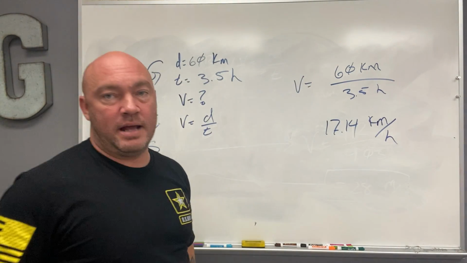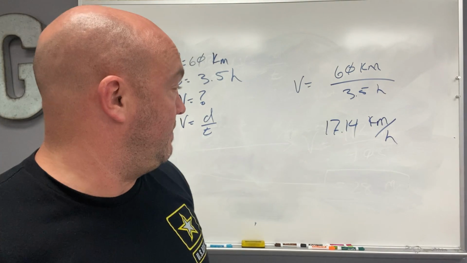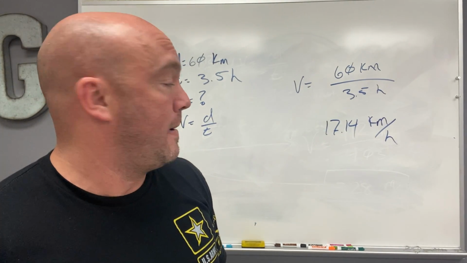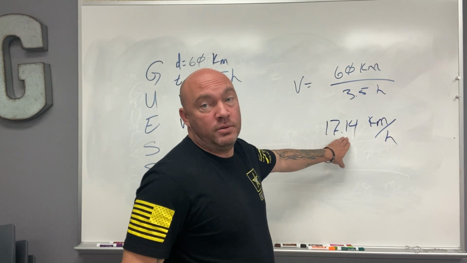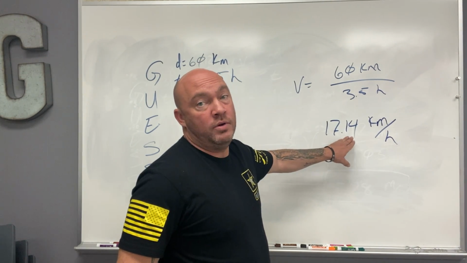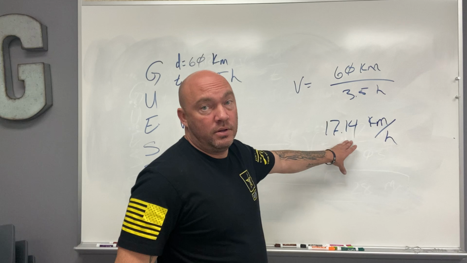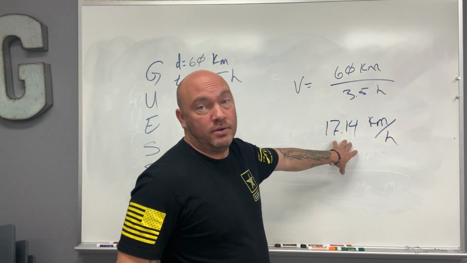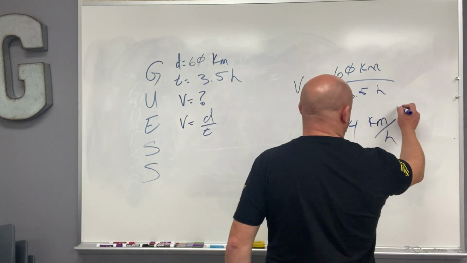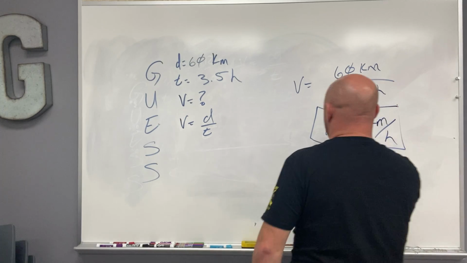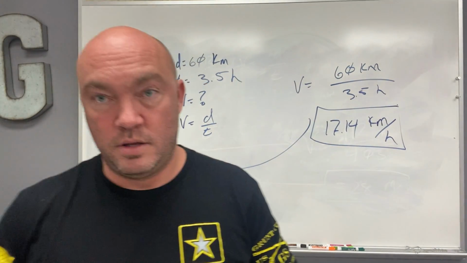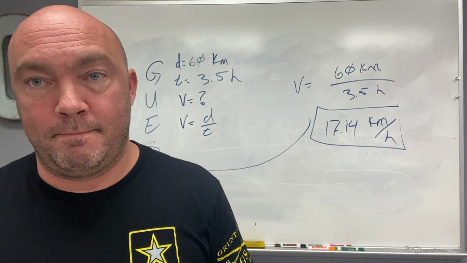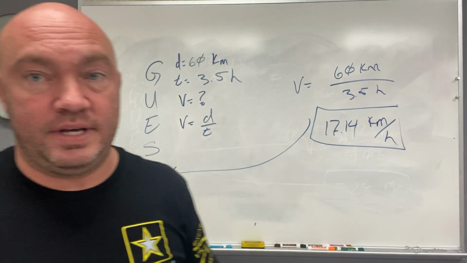Okay, and that means that cyclist traveled at 17.14 kilometers per hour. These are significant values. Okay, we do not round these off. We're going to keep significant values. All right, now with that said, there's my solution. Okay, too easy. Too easy.